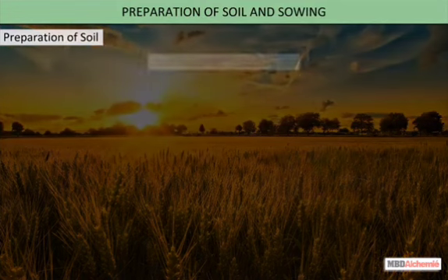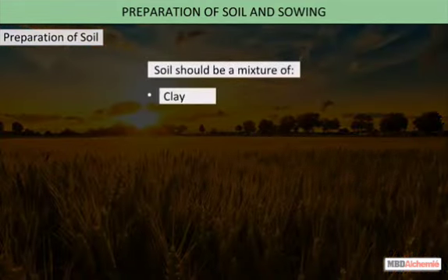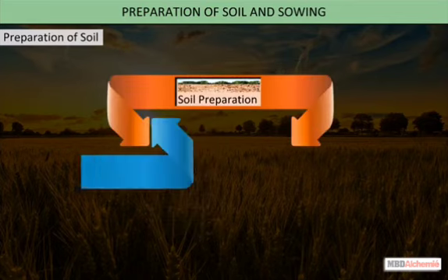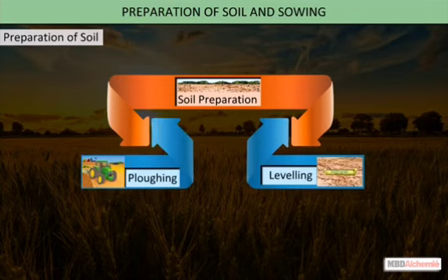In order to grow properly, plants need soil that consists of a mixture of clay, gravel, air, water, humus, and microbes. Major steps involved in preparing the soil are plowing and leveling.